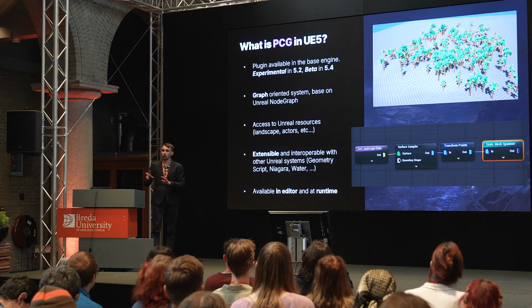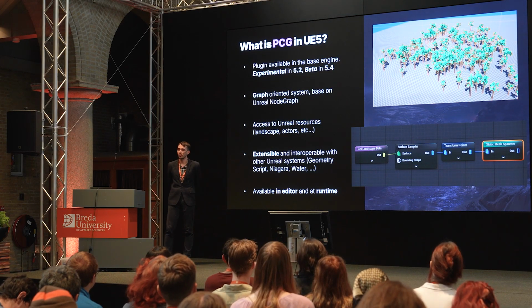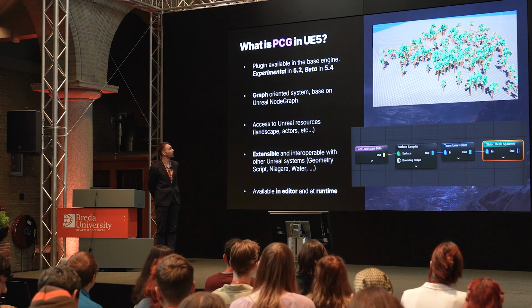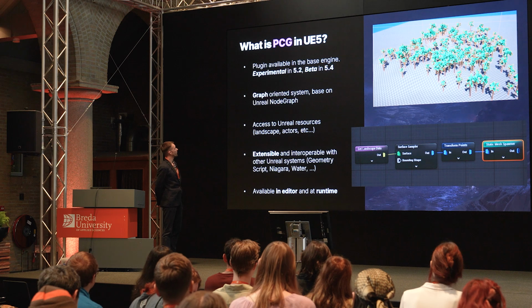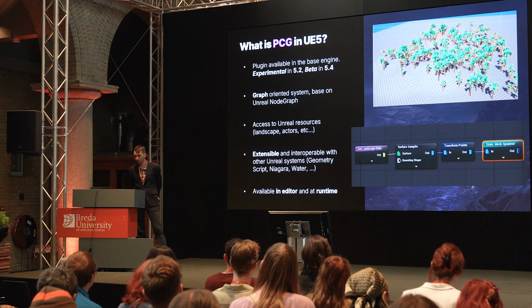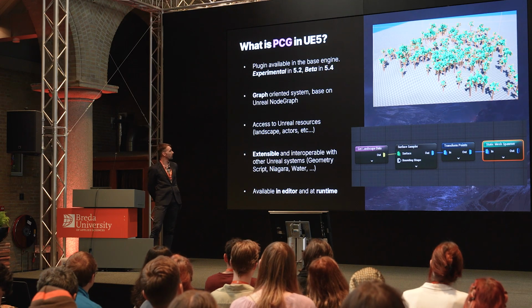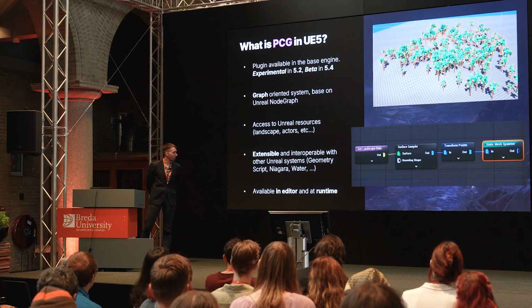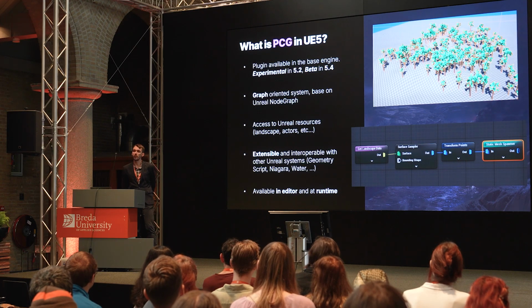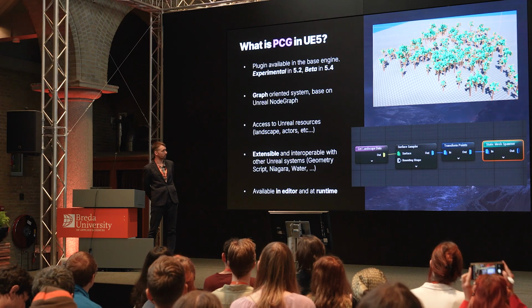So just a quick recap so that we are all on the same page about PCG in Unreal. This is a plugin that has been available since 5.2 as experimental. It went out in beta in 5.4. It's a graph-oriented system based on the Unreal node graph. It has access to Unreal resources like landscape and actors, and it's also extensible and interoperable with every Unreal system like geometry script, Niagara, and water, and it's available in editor and at runtime.